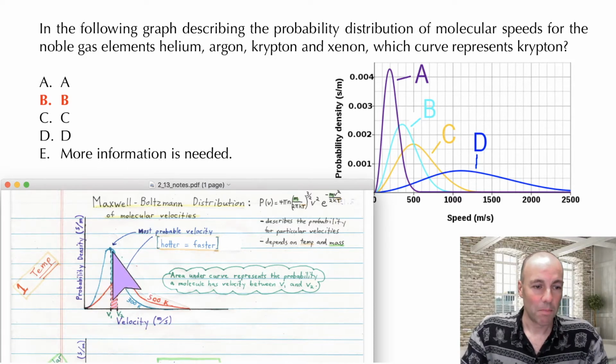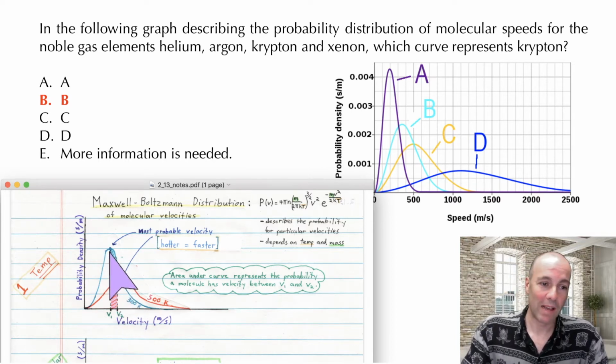There are two things you want to notice about these curves. First of all, the peak of the curve represents the most probable velocity. And notice that the peak of the blue curve is at a lower velocity than the peak of the orange curve. So that tells us that for hotter gases, the most probable velocity is faster than the most probable velocity for colder gases.